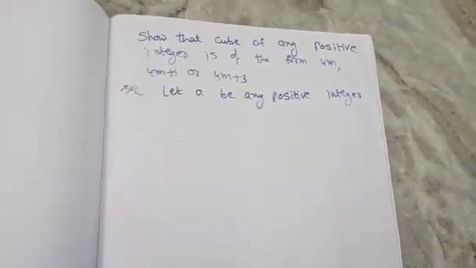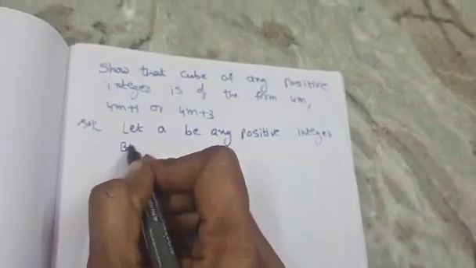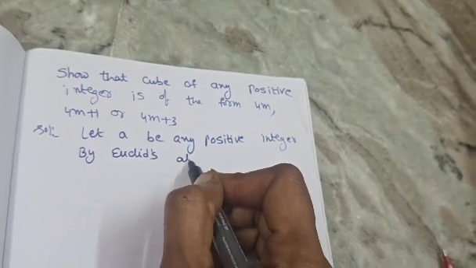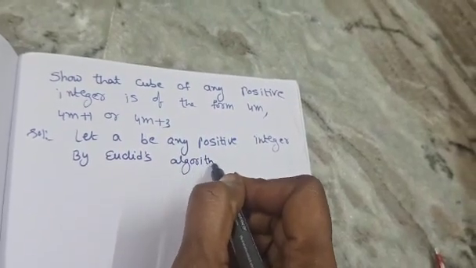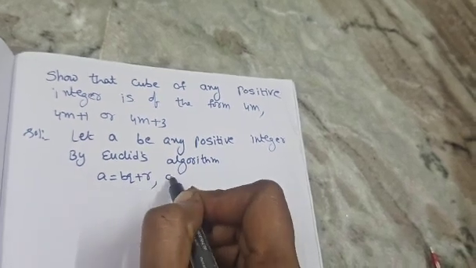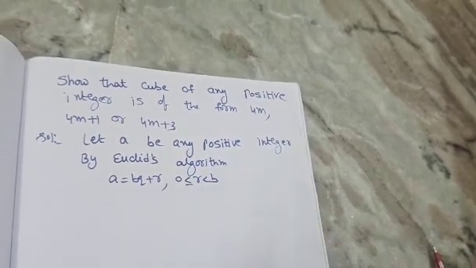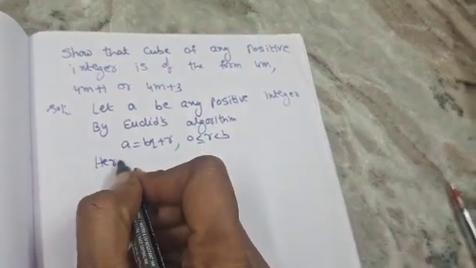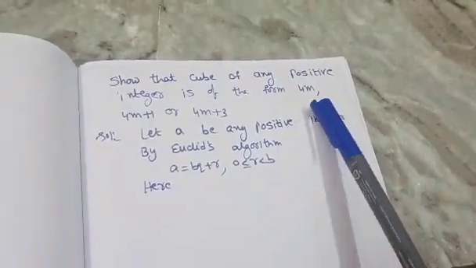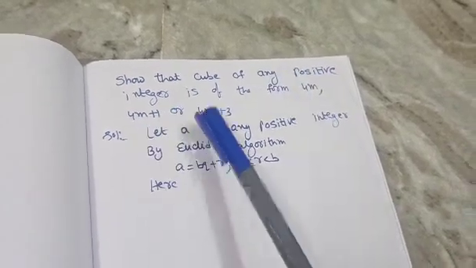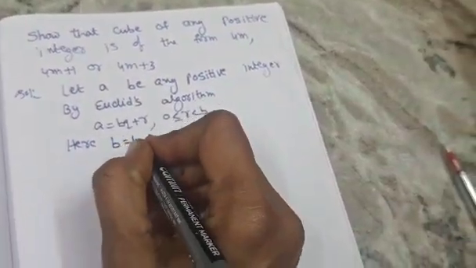What will we use for this sum? We will use Euclid's algorithm. By Euclid's algorithm, a equal to b cube plus r, 0 less than or equal to r less than b. What is the value of b here? Already I told in the previous sum. Here we take b cube plus r. So b equal to 4.